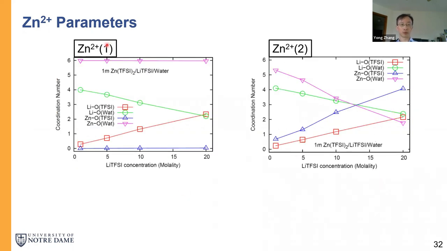However, when we calculate the zinc coordination environment, we got totally different results. Before we look at zinc, first this green and red are the lithium coordination numbers as a function of lithium concentration. They are very similar for both models and very similar to the solution without zinc. That makes sense because zinc is only one more layer of low concentration. Then for zinc, that's interesting here. This top purple line is zinc coordinated by water. In the first model, even at high LiTFSI concentration, which means we have a lot of TFSI here, zinc is still coordinated by only water. In the second model, we see a decrease of water coordinating to zinc.